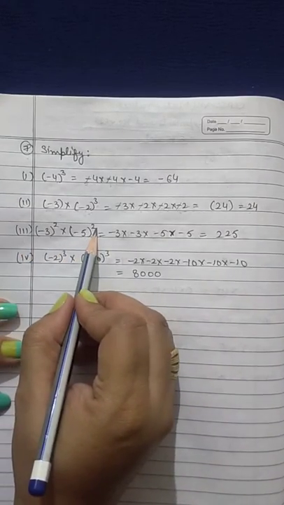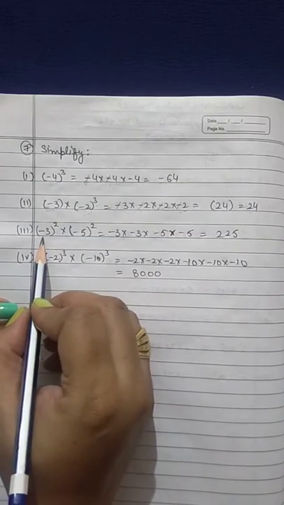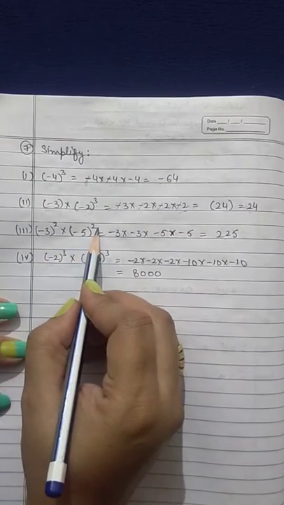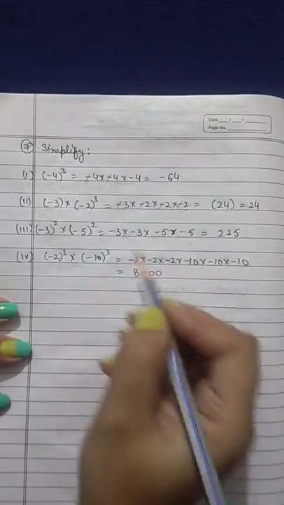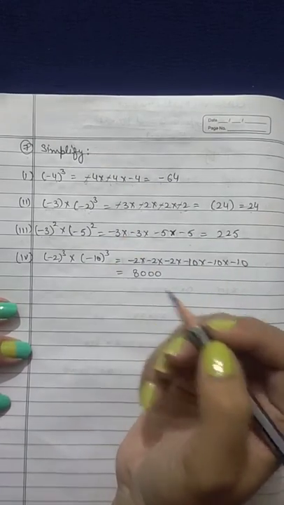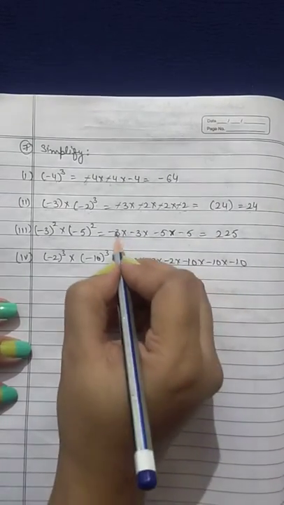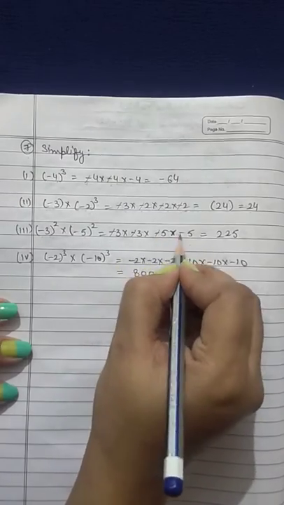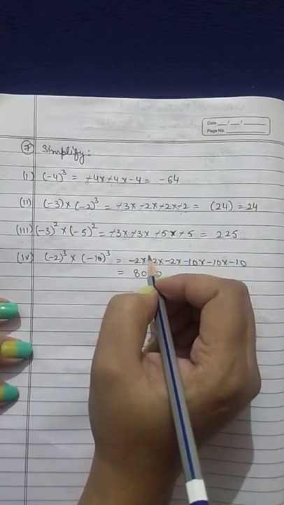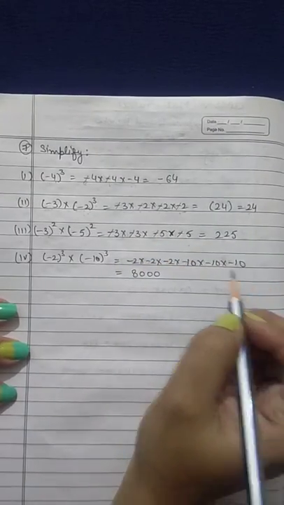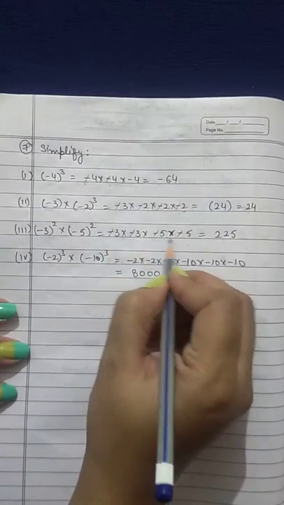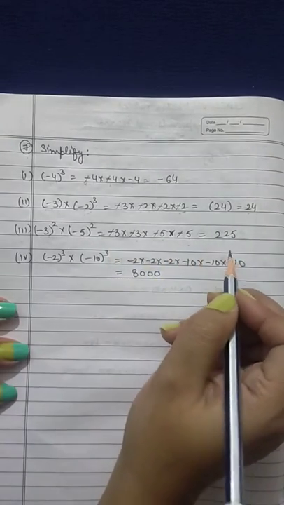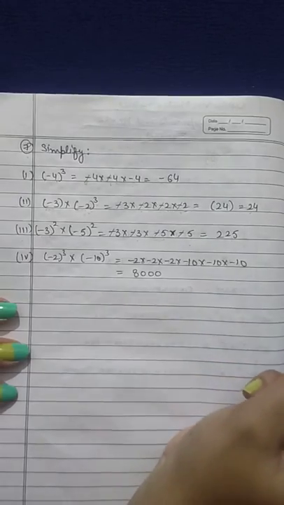minus 5 raised to power 2. Means minus 3 will be 2 times and minus 5 will be again 2 times. So right here again what we'll do? The first step we will cancel the negative signs. So minus minus will be cancelled, minus minus will be cancelled. Now we will multiply the leftover numbers. What is left here? 3 multiply 3, 5 multiply 5, and on multiplying it we got here 225.